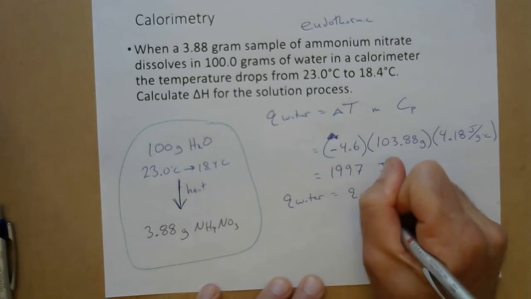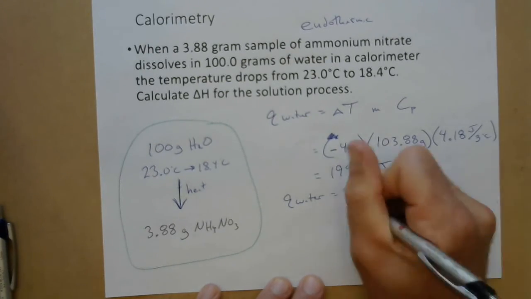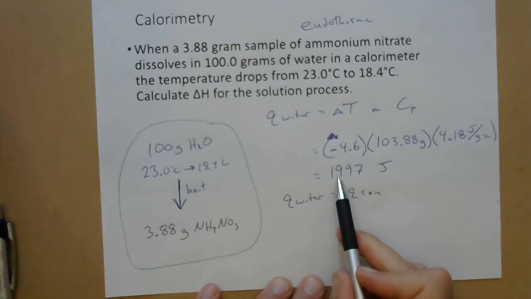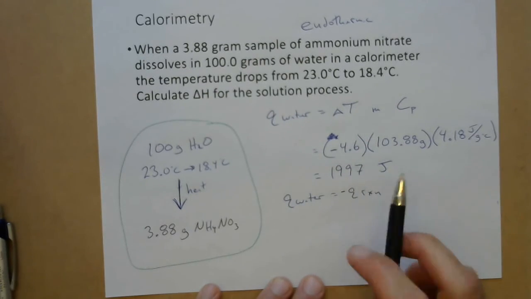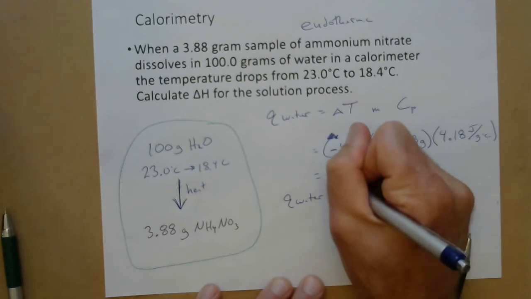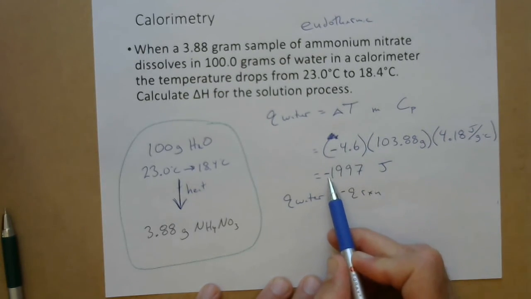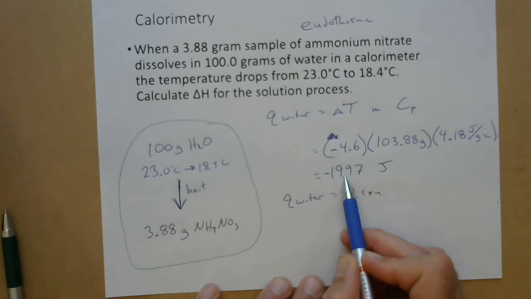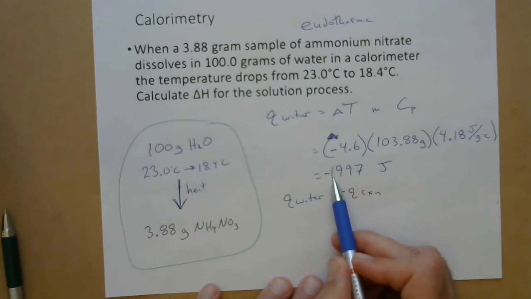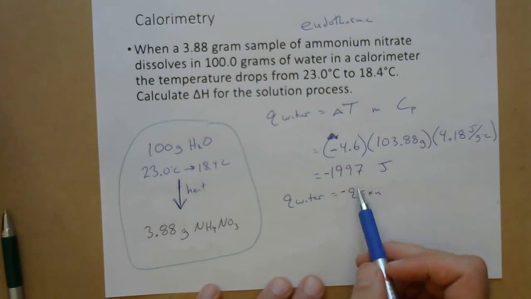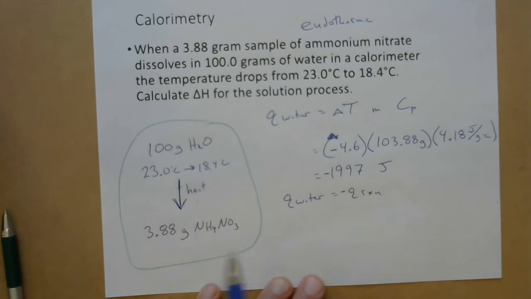Okay. So now that we've gotten that, now we know that Q of the water is equal to Q of the reaction, but with the opposite sign. So in this case, the water, oops, I forgot my negative sign up here, sorry. Okay, so since we had a negative temperature change, we have a negative energy because it's being released by the water. Therefore, the reaction is going to have the opposite sign.